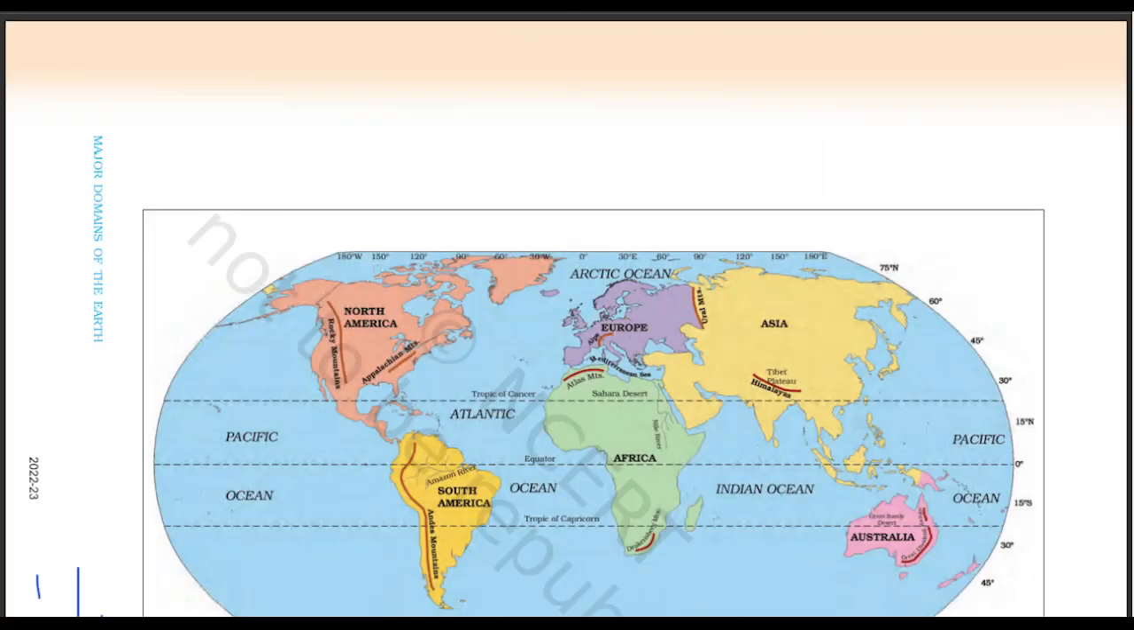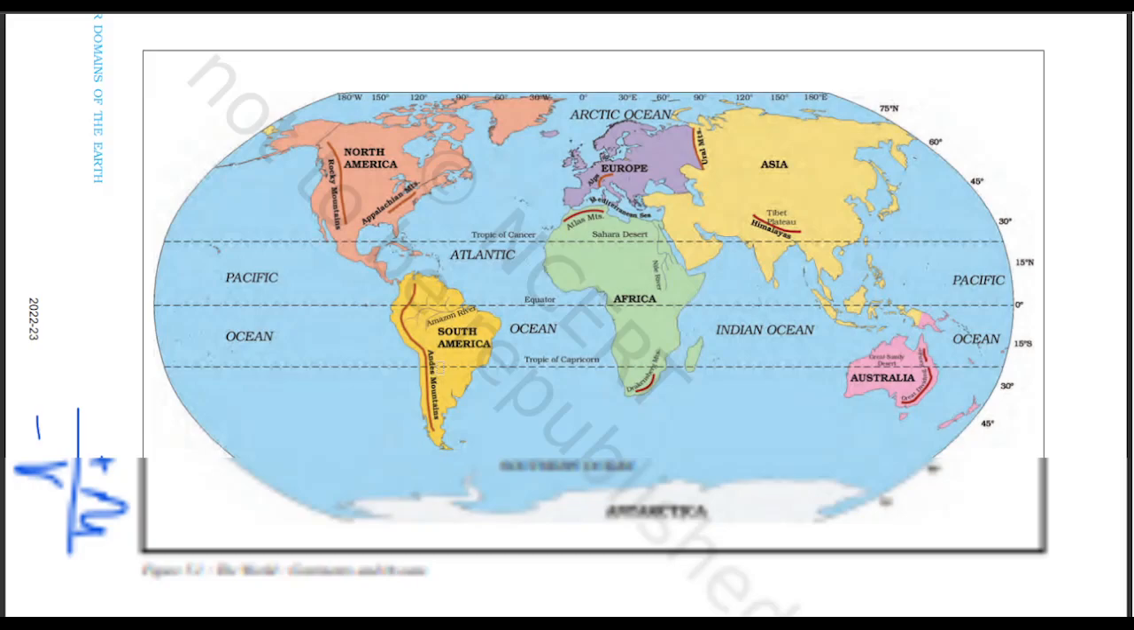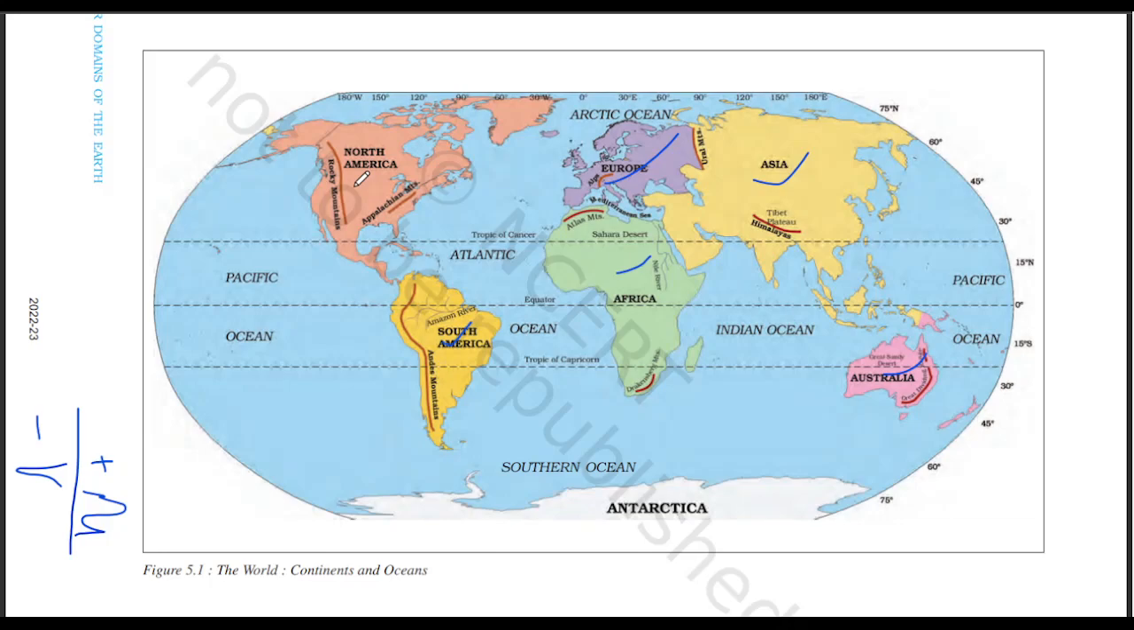This is the world map. Here you can see the continents: Asia, Europe, Africa, Australia, South America, and North America. Which is the third largest, second largest, or largest?